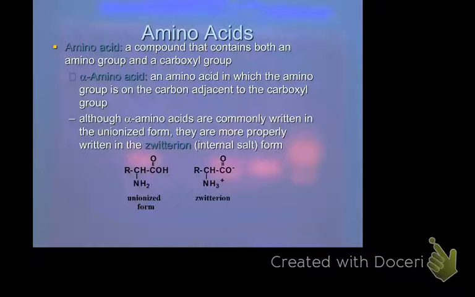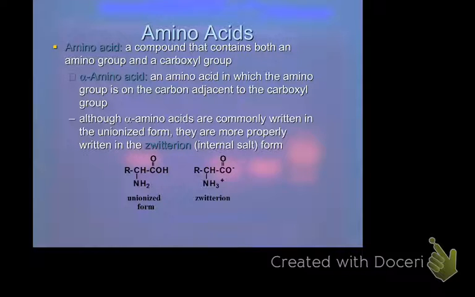It's the carbon next door to ground zero, if you want to think of it. So if it's an alpha amino acid, that means it's next door to the amino group, and it's next door to the carboxylic acid. Okay, and then there's always at least one hydrogen, and then there's the R group. They all look like that, essentially. It's the R group that's going to change.